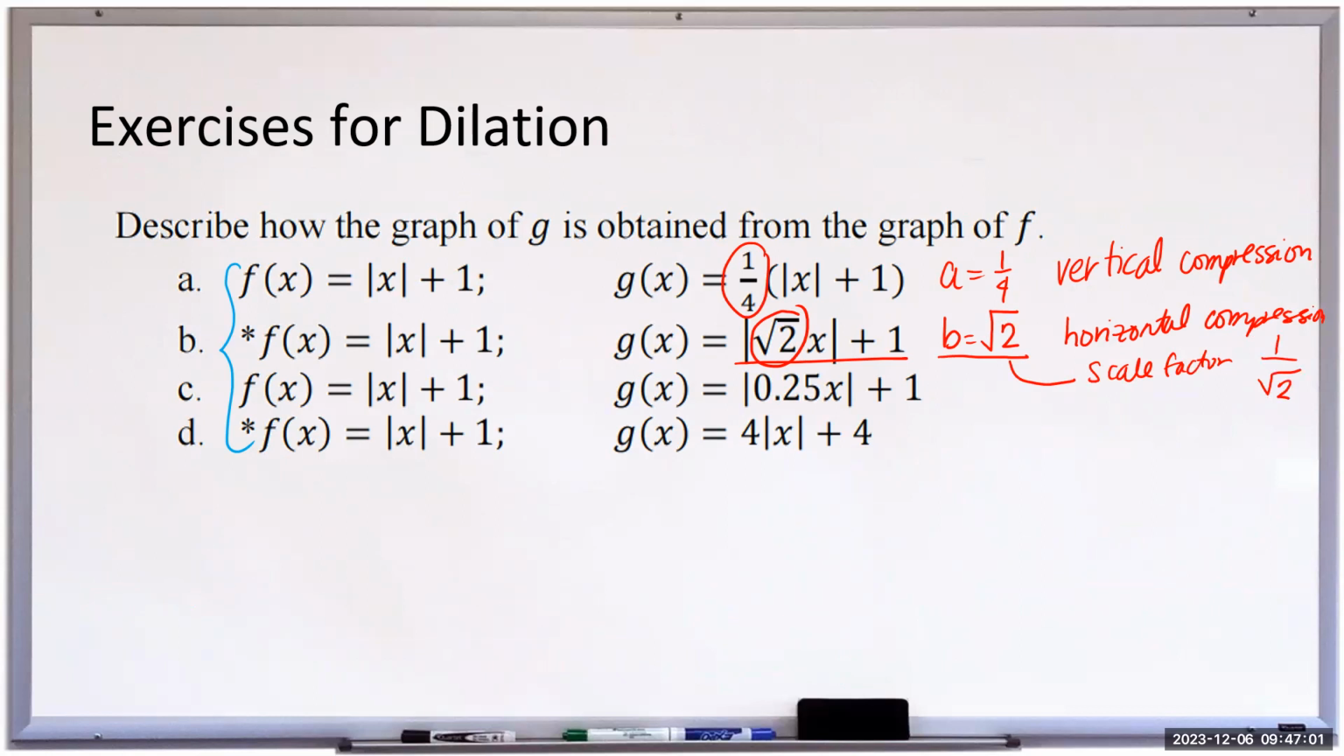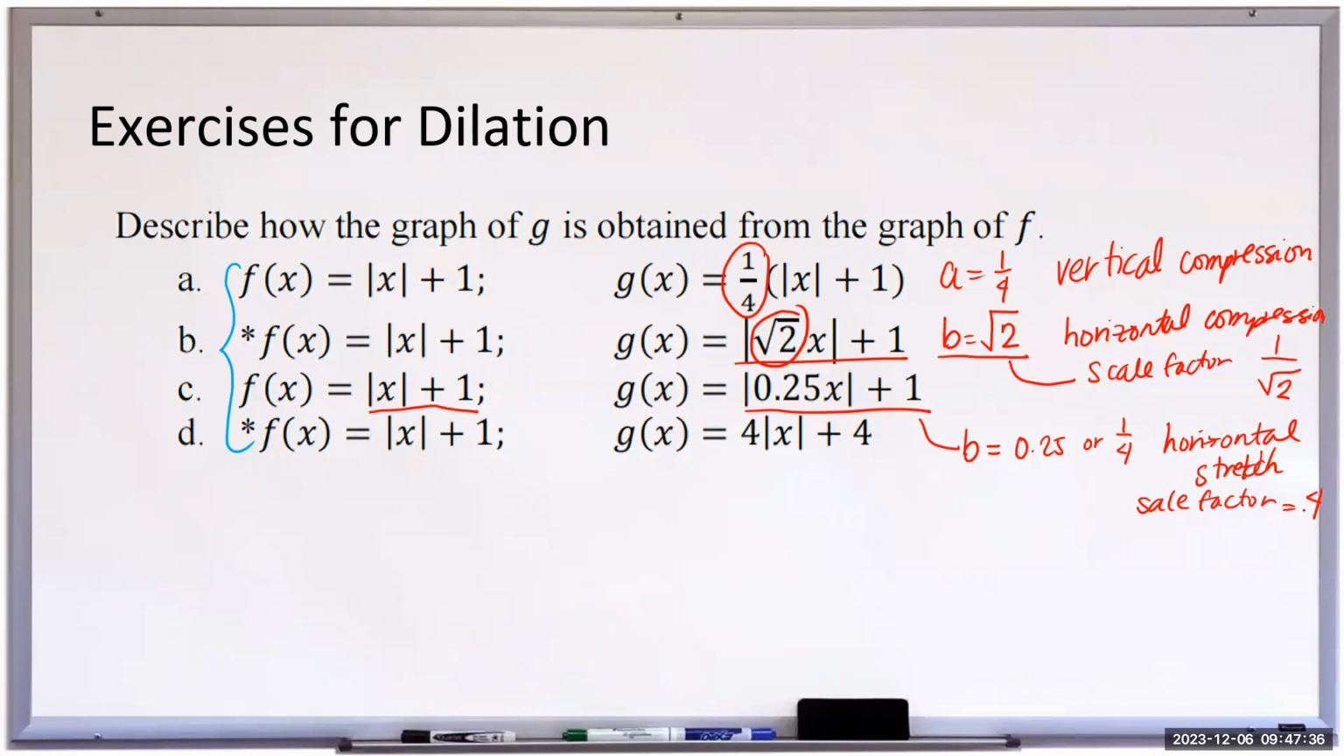For item C, if this is the original and this is the transform, then we have here a variable b, which is equal to 0.25, or 1/4. Okay? So 1/4 is less than 1, therefore this is a horizontal stretch. And the horizontal stretch has a scale factor of the reciprocal of 1/4, which is 4.